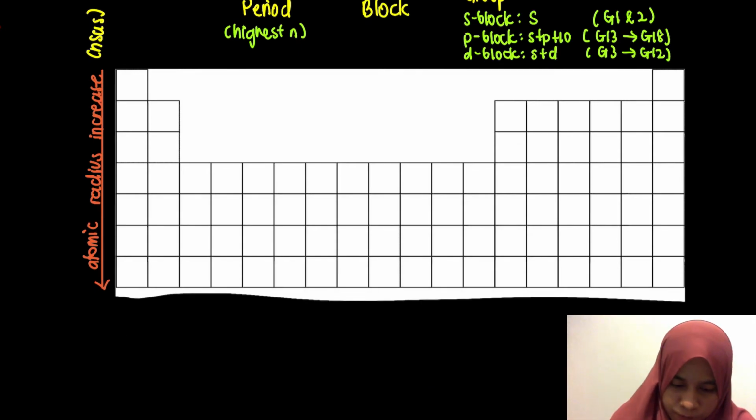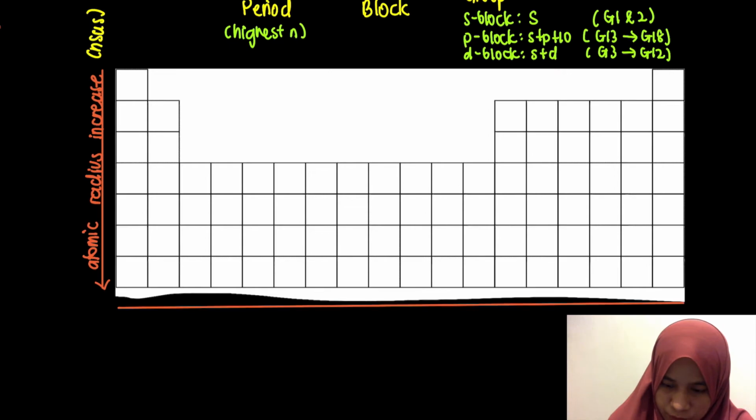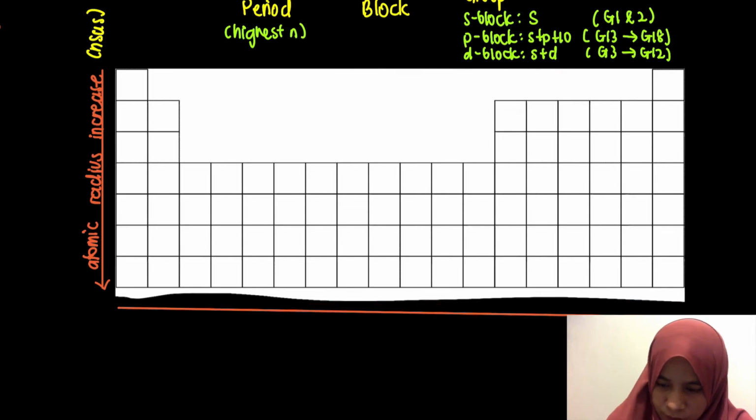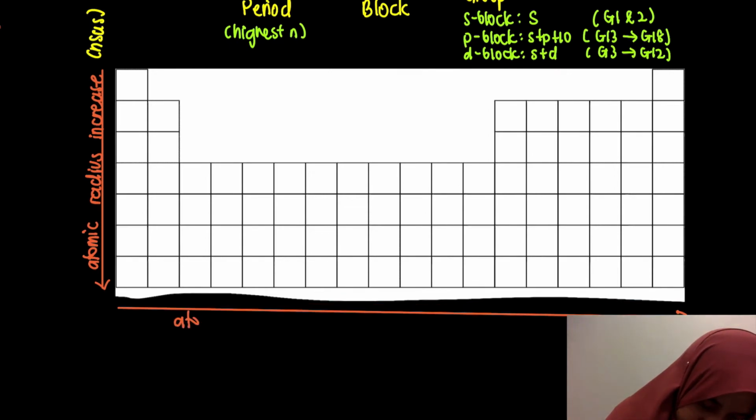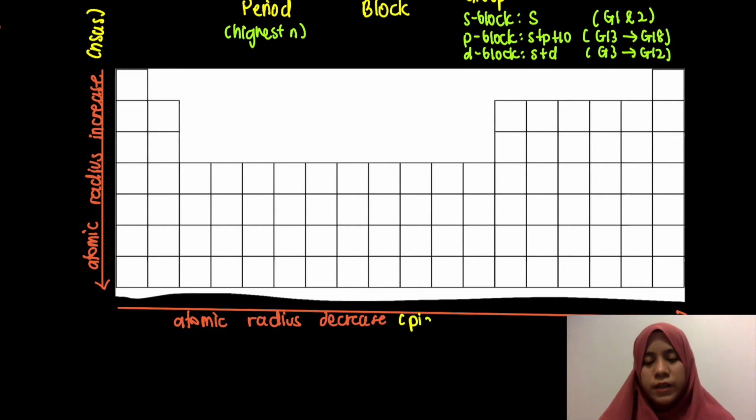Across a period, atomic radius decreases. Why? Because of our pizas. Earlier we covered atomic radius and ionic radius, so that's fine.